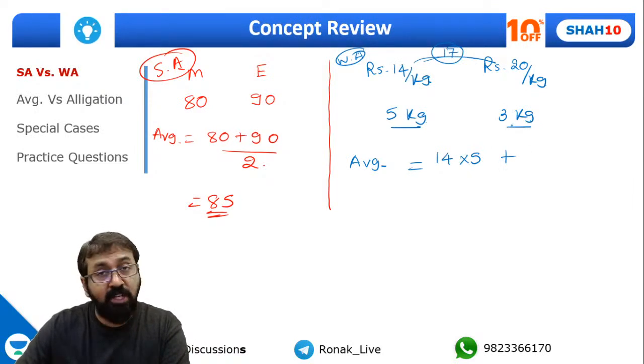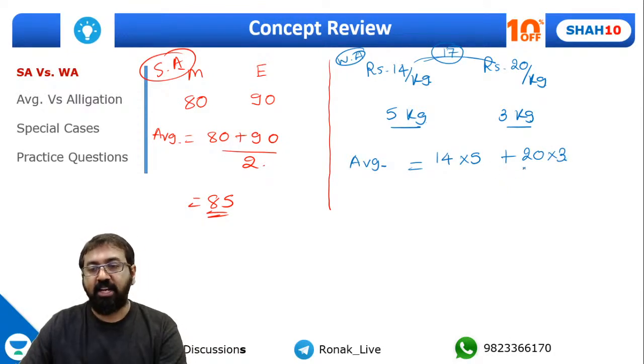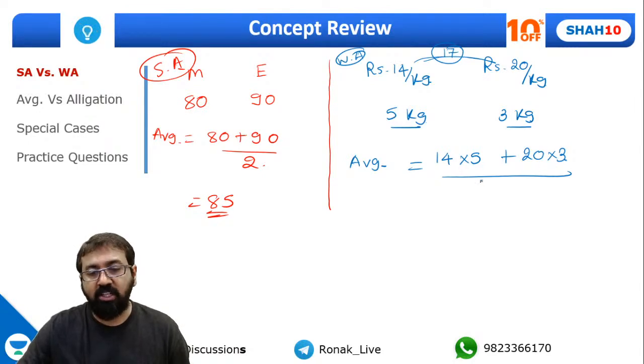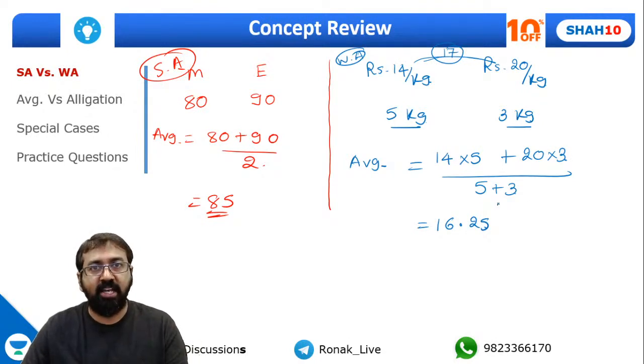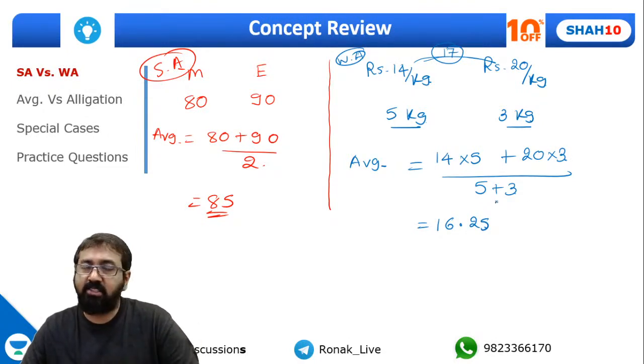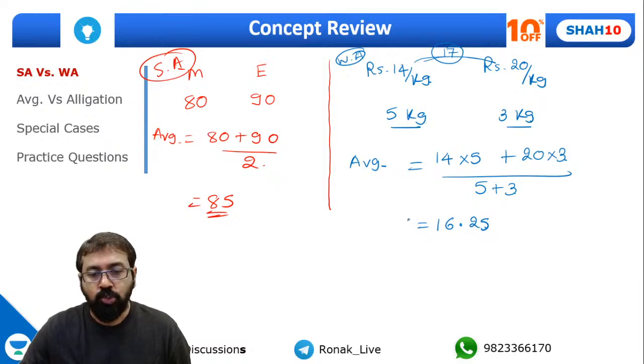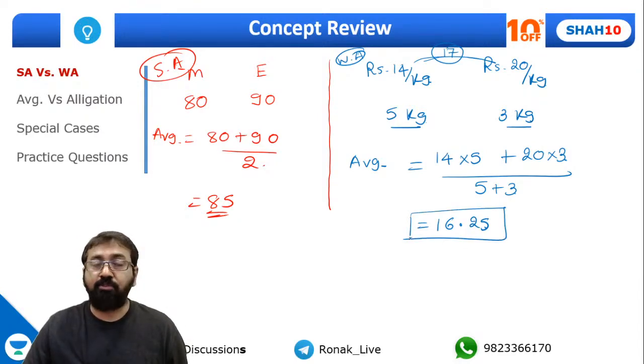I purchased 3 kg of the 20 rupees variety. So total money spent is 20 into 3, right? This is the amount spent by me. 70 plus 60, that is 130, divided by the total number of kgs I obtained. So it will come out to be 16.25. 130 divided by 8, 16 8s are 128, and 2 divided by 8 is 1 by 4, that is 0.25. So this is what we got as the weighted average.